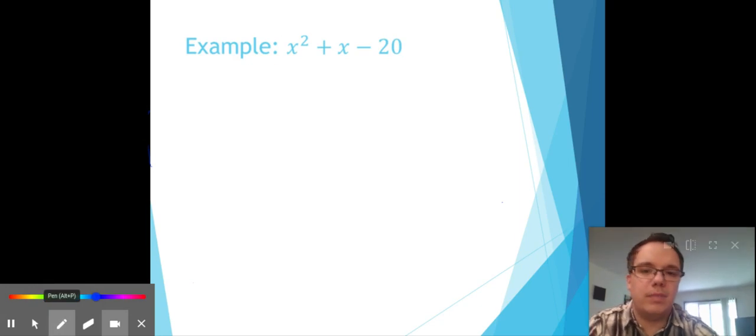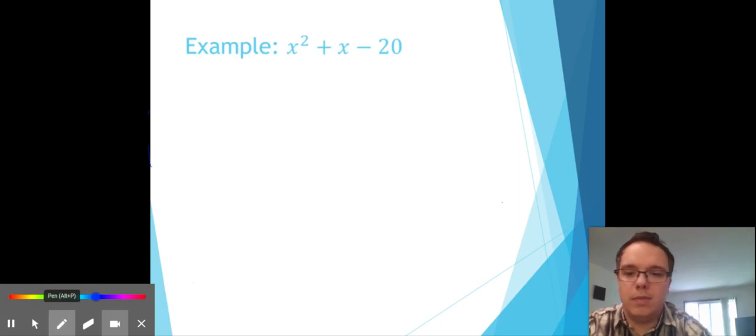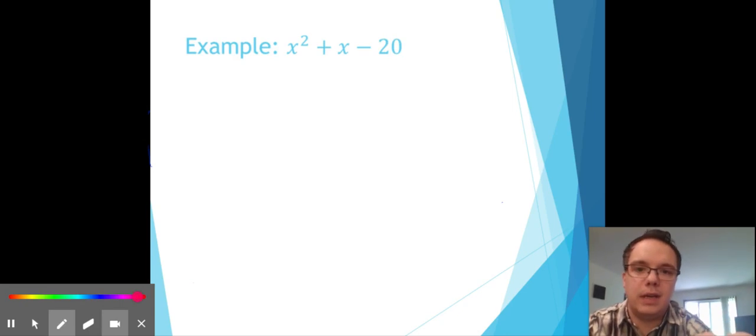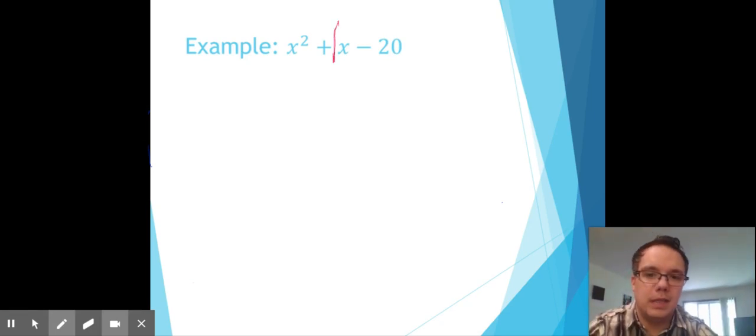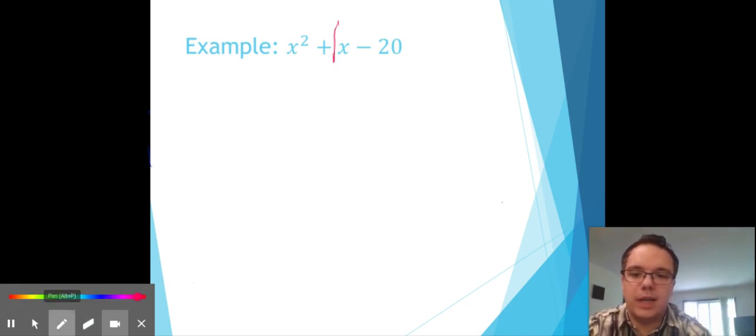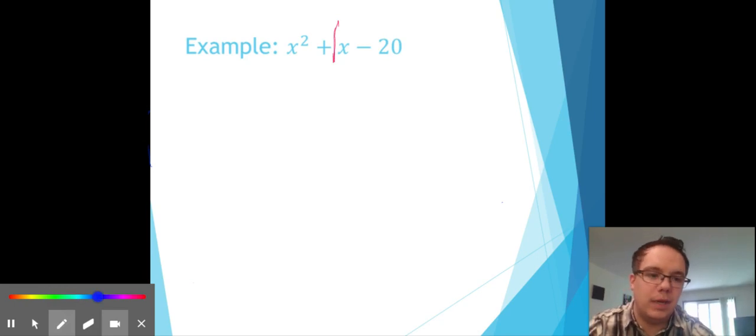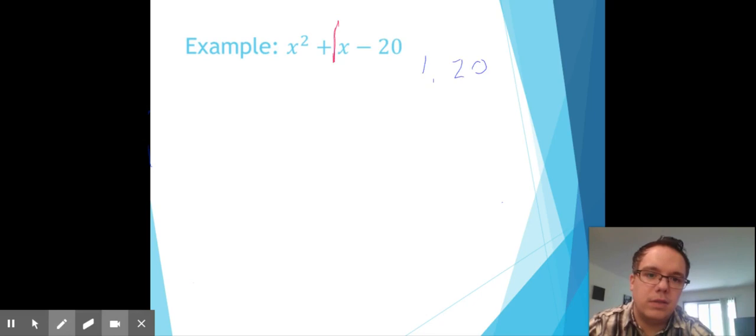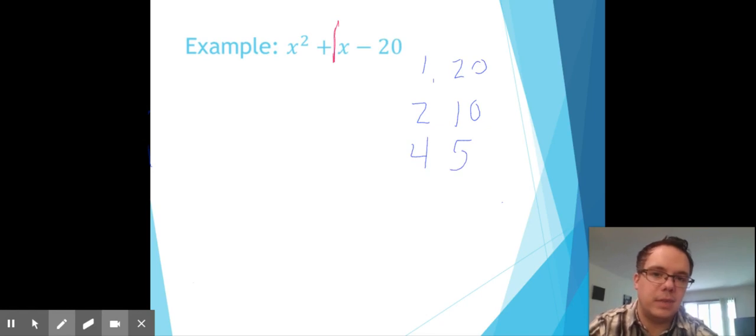If I have x squared plus x minus 20, remember there is a hidden number in there, in the middle. If we just have x, remember that means 1x. So we're trying to find numbers that multiply to get negative 20 and add to get 1. Numbers that can multiply to get 20 are 1 and 20, 2 and 10, and 4 and 5. Again, we want a negative 20, so one of these will have to be negative.